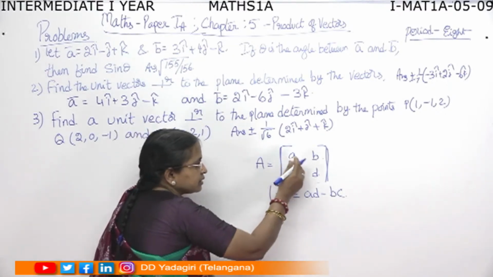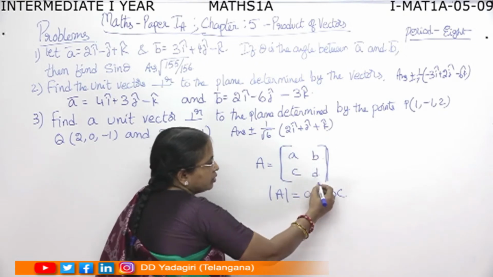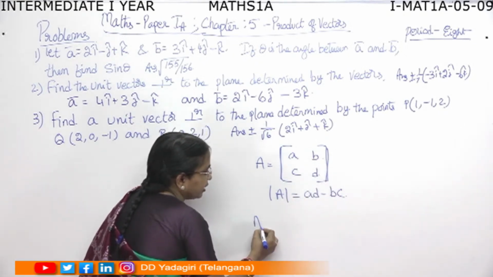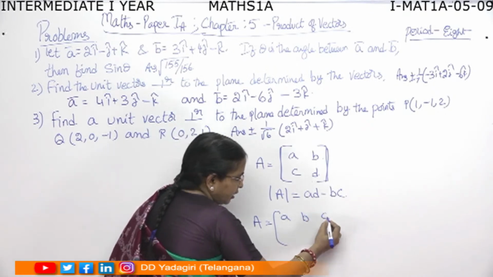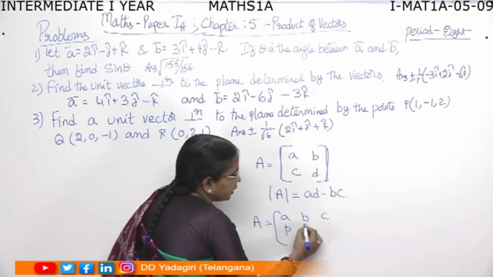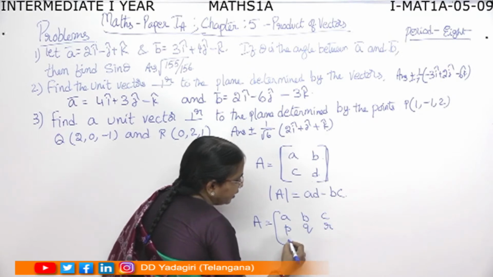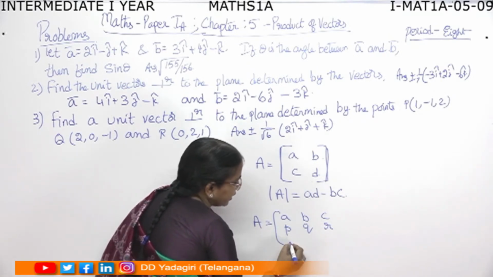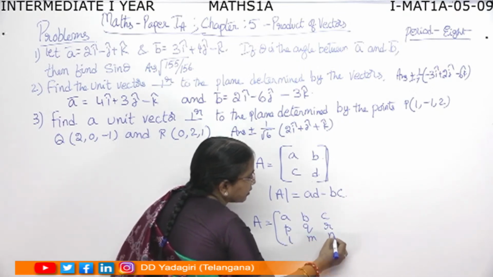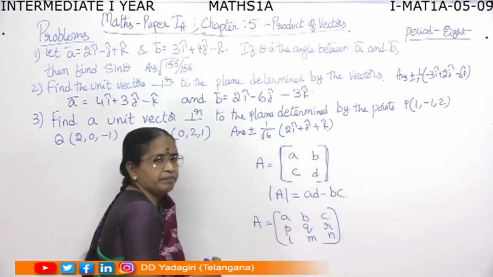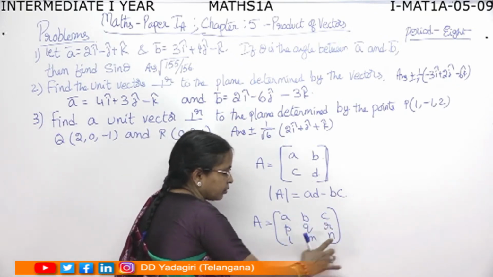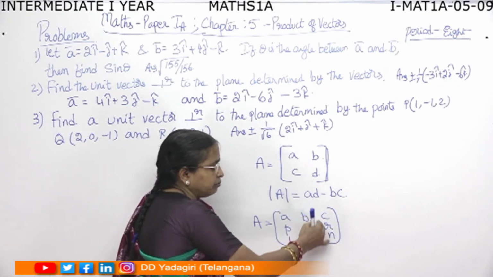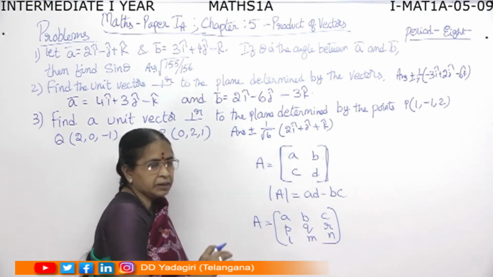Now suppose this has 2 rows and 2 columns. Now suppose you have another matrix A which has 3 rows and 3 columns. A, B, C, some P, Q, R, and then L, M, N. Suppose I take the letters like this. I'm taking different letters. So this has 3 rows. First row, second row, third row. First column, second column, third column. It is a 3 by 3 matrix.